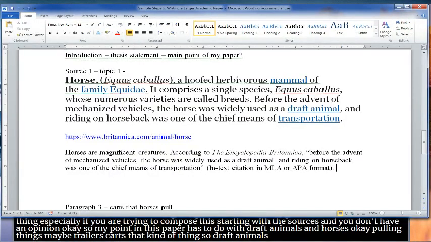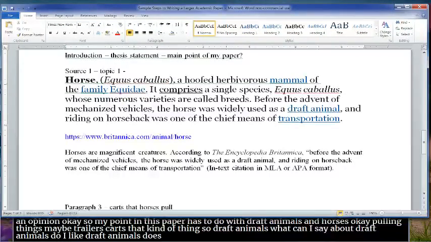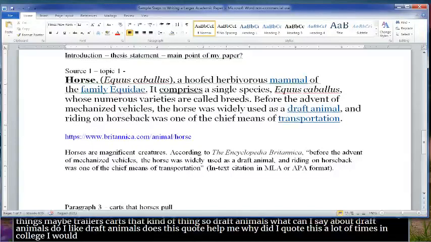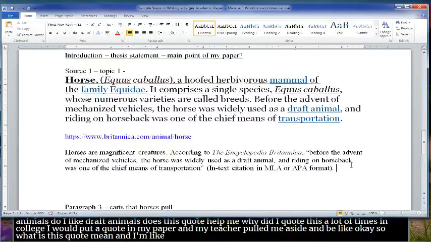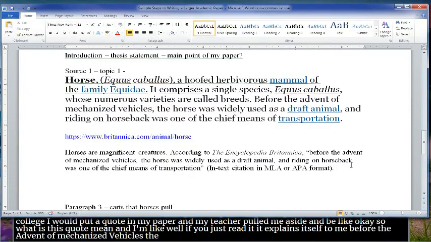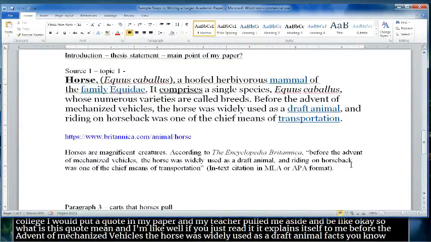What can I say about draft animals? Do I like draft animals? Does this quote help me? Why did I quote this? A lot of times in college, I would put a quote in my paper and my teacher would pull me aside and be like, okay, so what does this quote mean? And I'm like, well, if you just read it, it explains itself. To me, before the advent of mechanized vehicles, the horse was widely used as a draft animal. This is just facts. Why do I need to explain this?